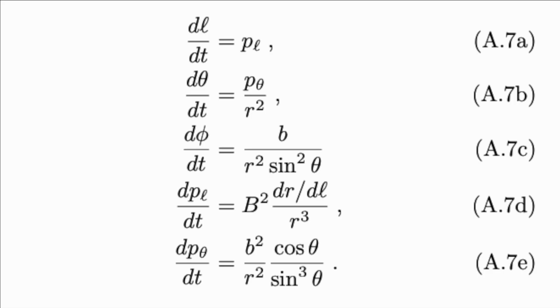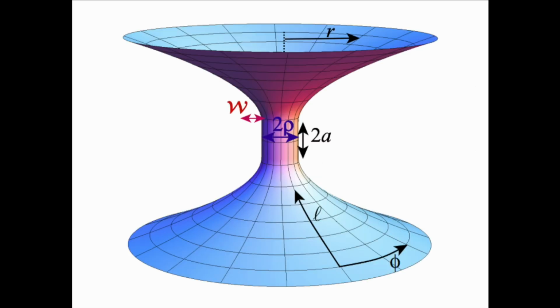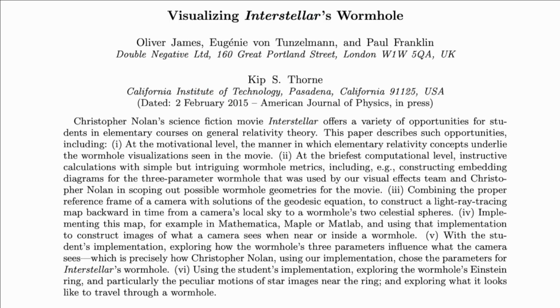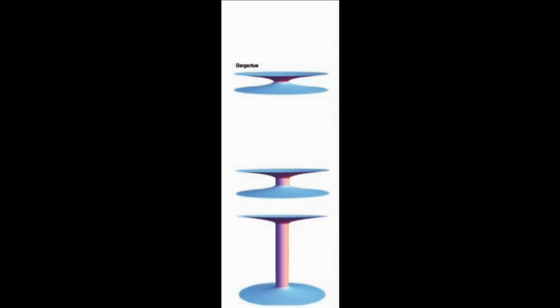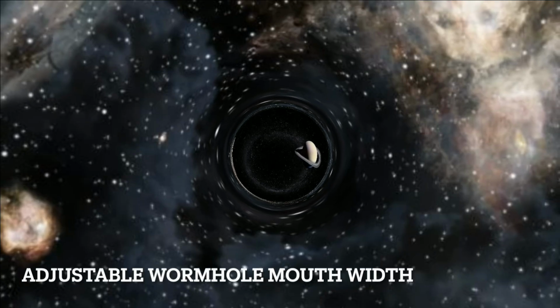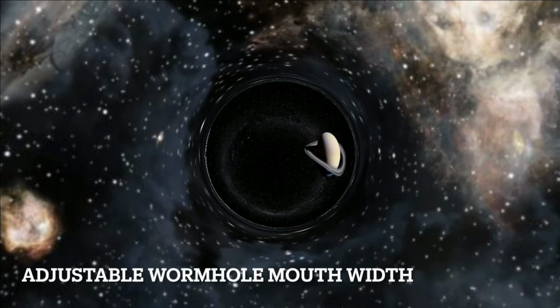How much they bend is determined by an ordinary differential equation that comes directly from the wormhole's space-time geometry. To simulate this, we implemented a paper by Kip Thorne and the Interstellar Visual Effects team, which numerically traces light rays backwards from the camera through curved space-time. Our model is capable of adjusting the width of the mouth of the wormhole, the depth of the neck of the wormhole, and the gravity of the wormhole, which affects how much light is bent by it.